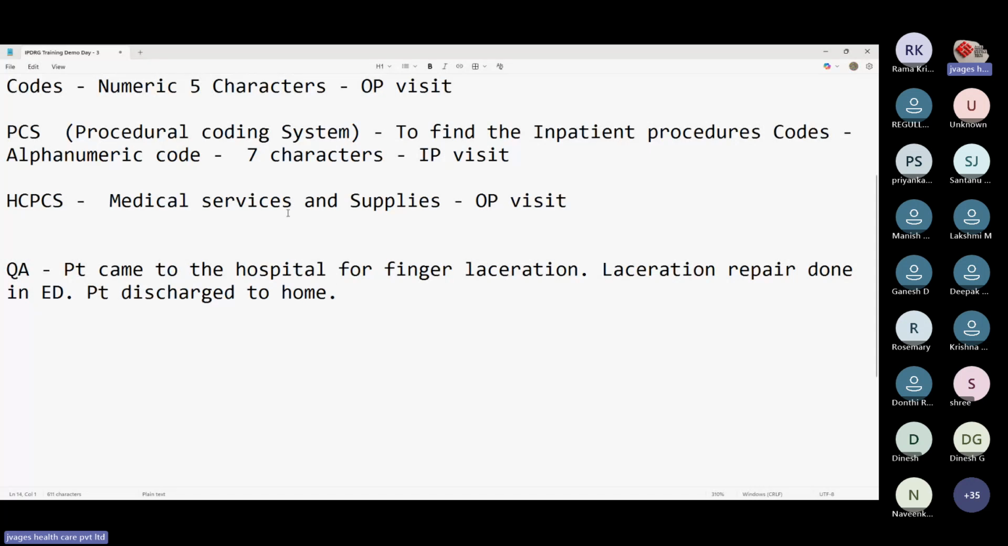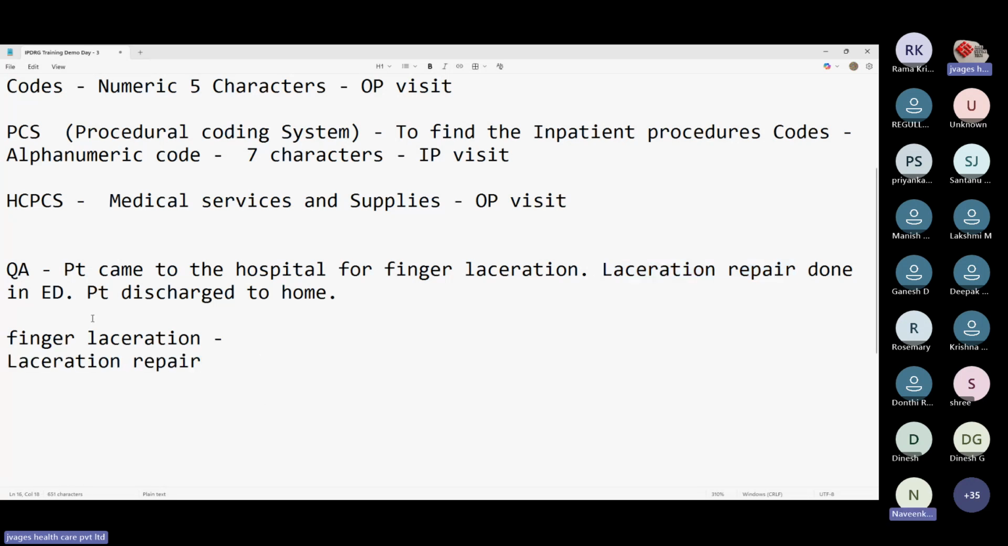So here, what are all the diagnoses? What are all the procedures? Finger laceration is the diagnosis. Laceration repair is the procedure done to the patient.